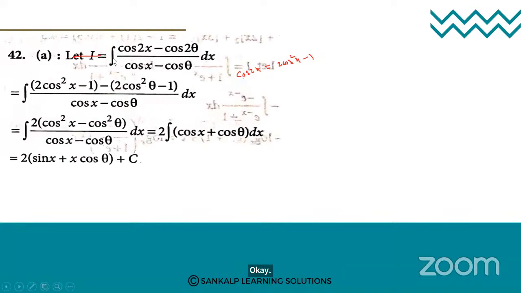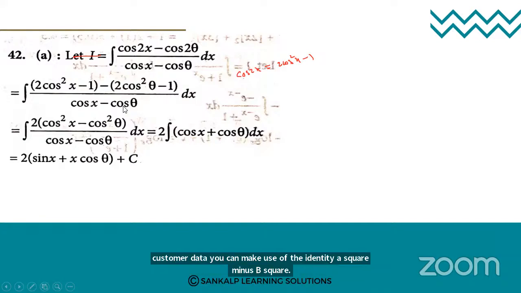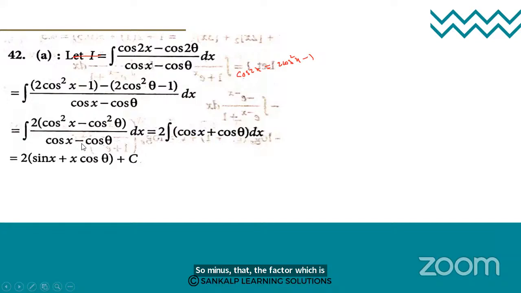So I is equal to the integral of (cos 2x minus cos 2 theta) upon (cos x minus cos theta). Cos 2x can be written as 2 cos square x minus 1, minus (2 cos square theta minus 1), divided by cos x minus cos theta. You can take 2 common, and for cos square x minus cos square theta you can make use of the identity a square minus b square. The factor cos x minus cos theta cancels with the denominator, so only the positive term remains, that is cos x plus cos theta, dx.